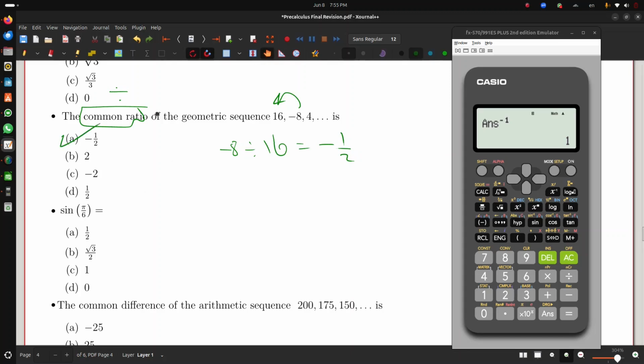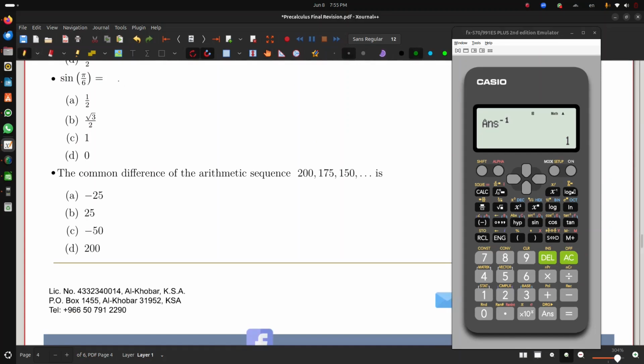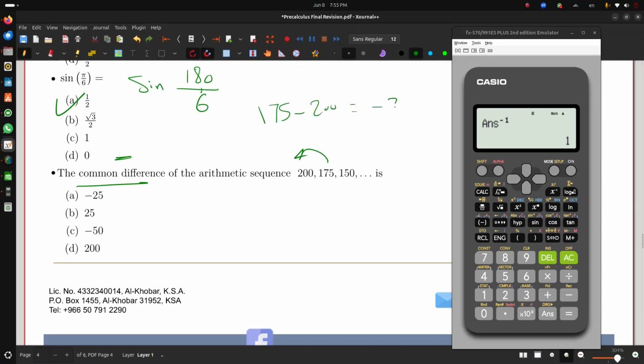Next, sine pi over 6. It's the same. Use your calculator. Replace pi with 180 over 6. That will be sine 30, which is half. Okay, next, the common difference, make minus. So the second number minus the first number, so it will be 175 minus 200, so it will be negative 25.